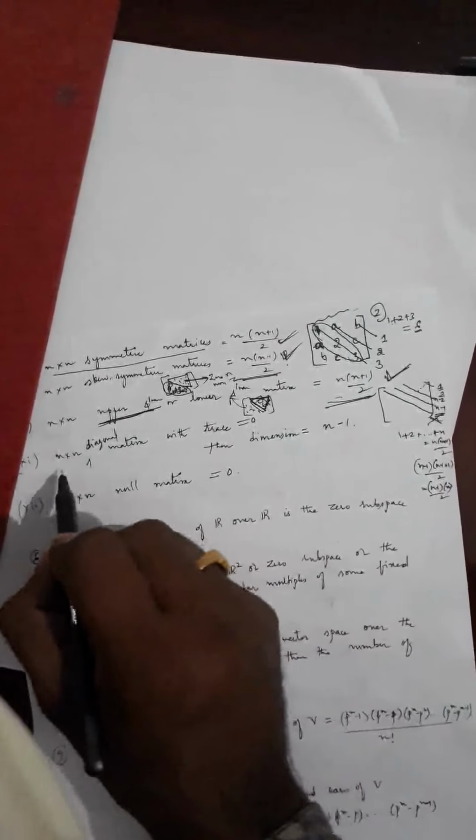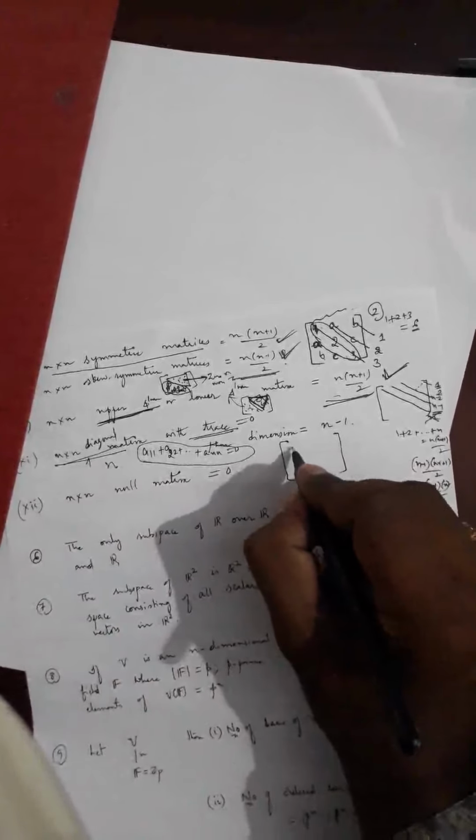So n cross n diagonal matrix. See, for a diagonal matrix we want n elements with trace equal to 0. One condition is given. What is the trace? Trace means the sum of diagonal elements a11 plus a22 plus etc. must be 0. That means one condition you need to remove.